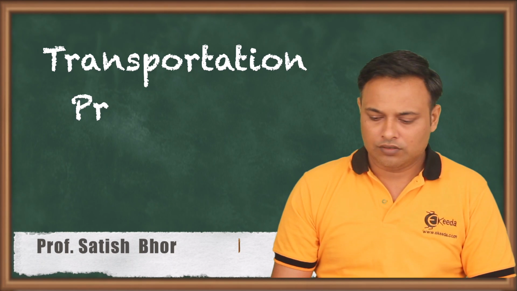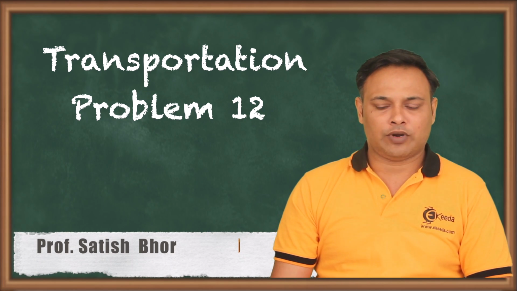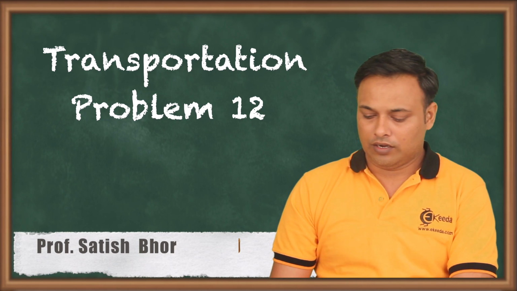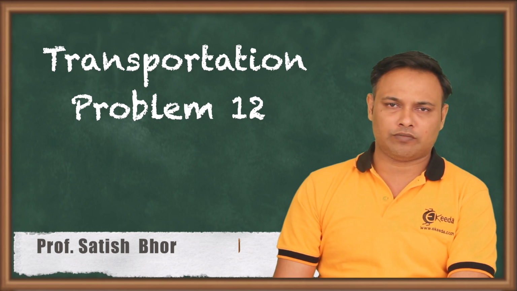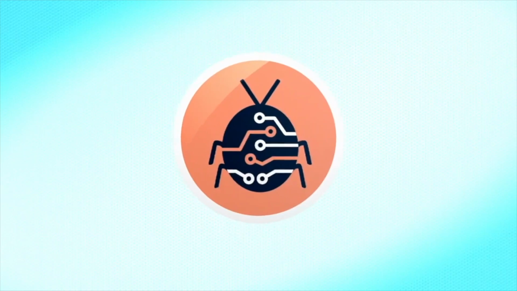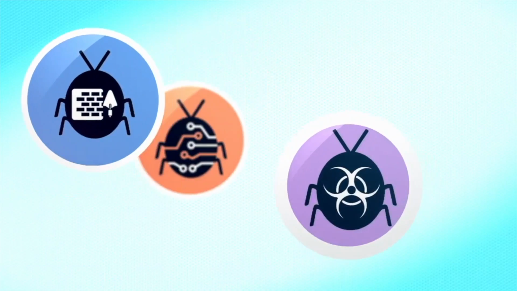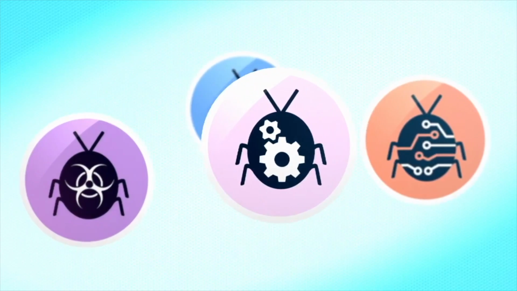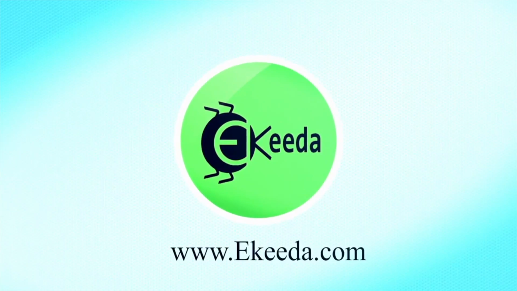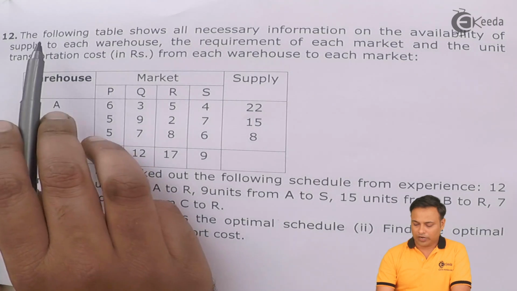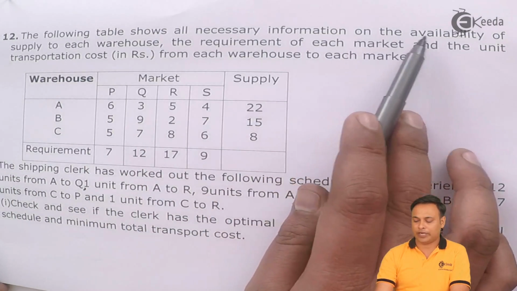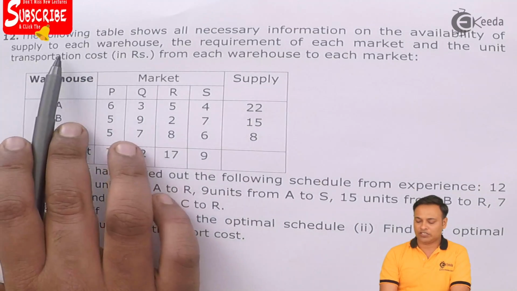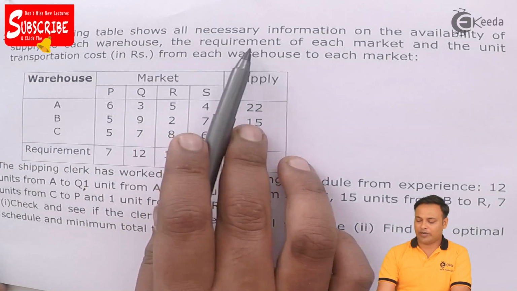Hello friends, let's discuss problem number 12 today. Let's read the problem first. In this problem we have already been given some allocation by a shipping clerk.